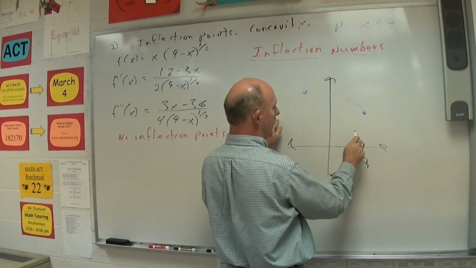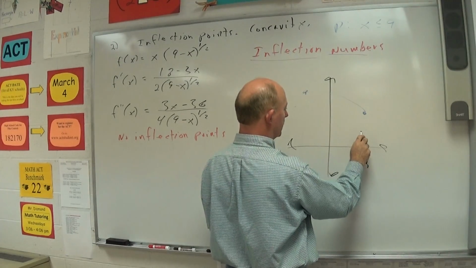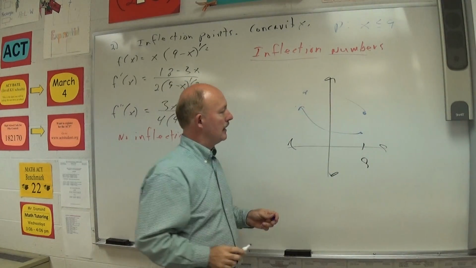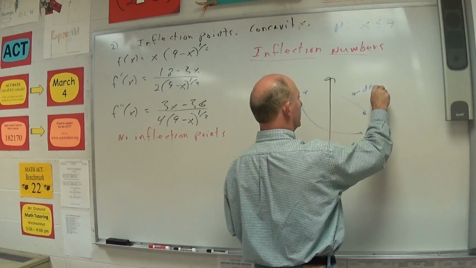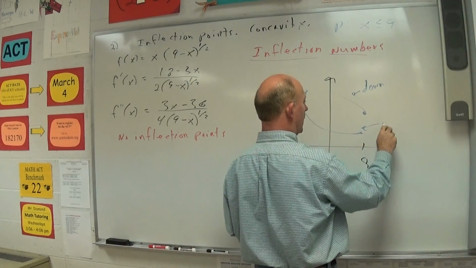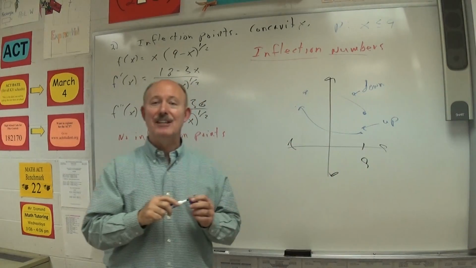Is it concave down, or does the graph do this? Is it concave up? So is the graph concave down? Okay, or is it concave up? So that's what we have to check.